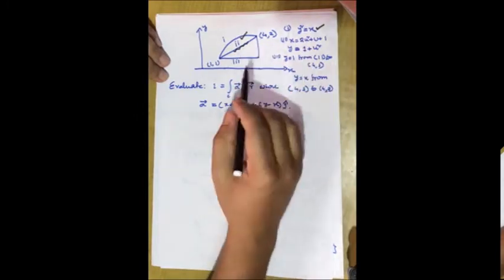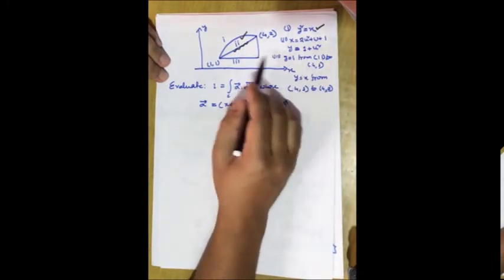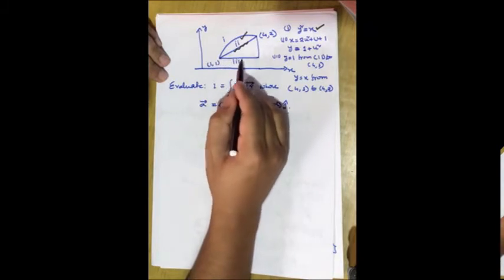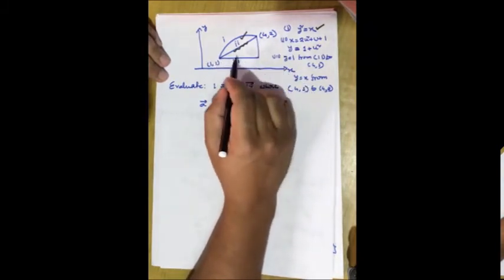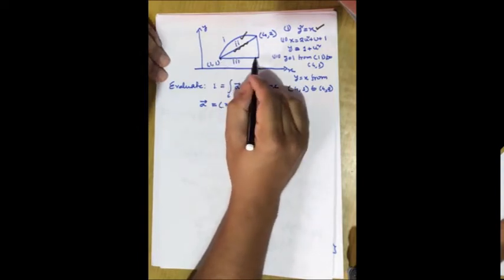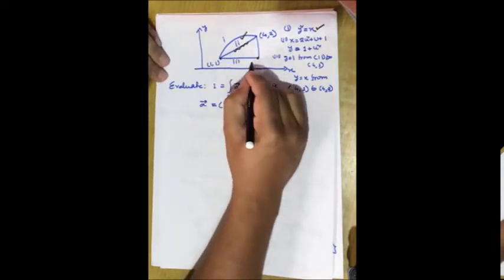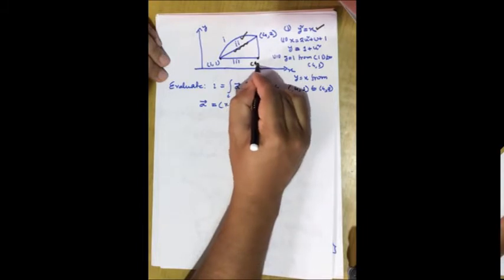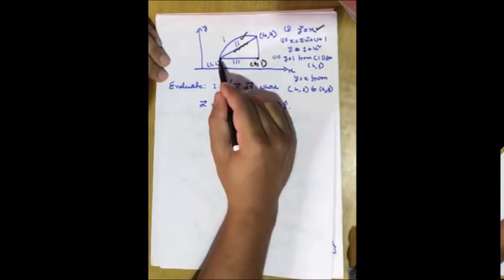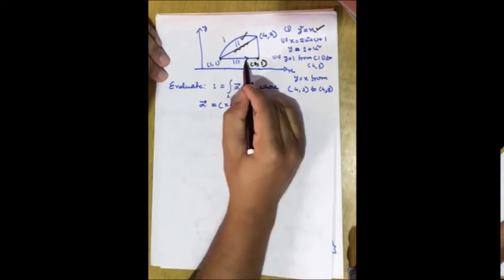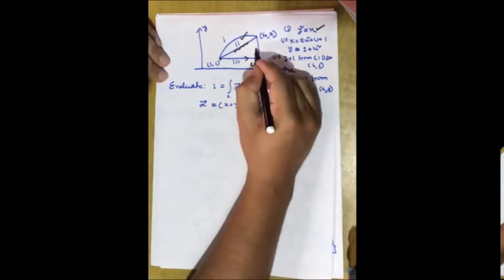Okay, and the third part of the problem is that you have to do the line integration from (1,1) to (4,2) along this path. So this is (1,1) and therefore it will be (4,1). Then (4,1) to (4,2). So first you have to come from this point to this point along this route, and then (4,1) to (4,2) along that route.